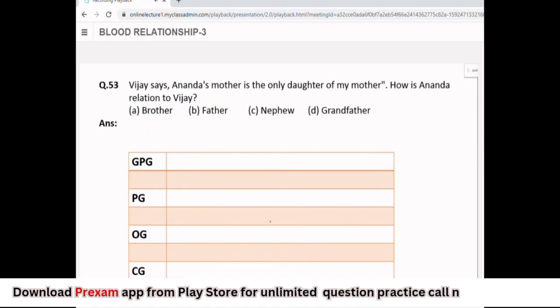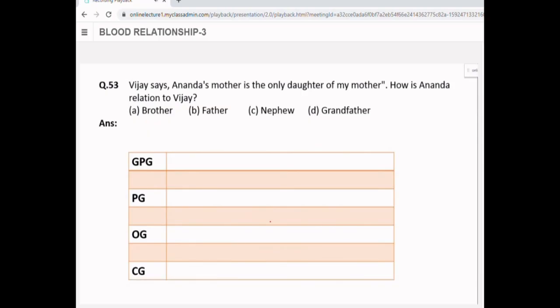Let's see. Vijay says, "Anand's mother is the only daughter of my mother." So what is Vijay saying? Anand's mother, that is Anand. Even though this is A, Anand's mother is the only daughter of my mother. Vijay's mother's only daughter is Anand's mother. Again, see what Vijay is saying: Anand's mother is the only daughter of my mother.